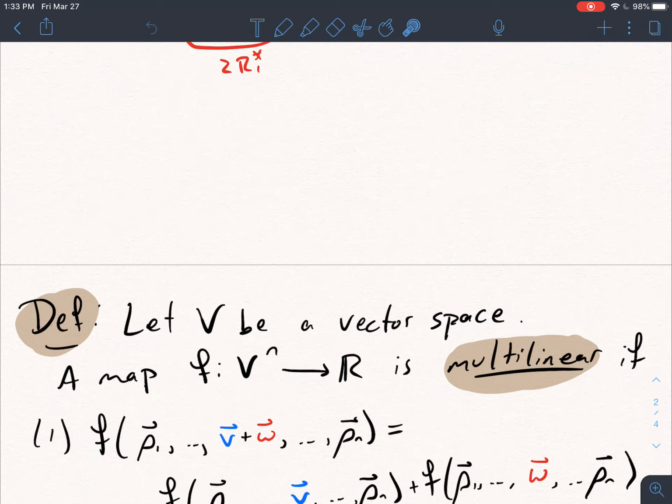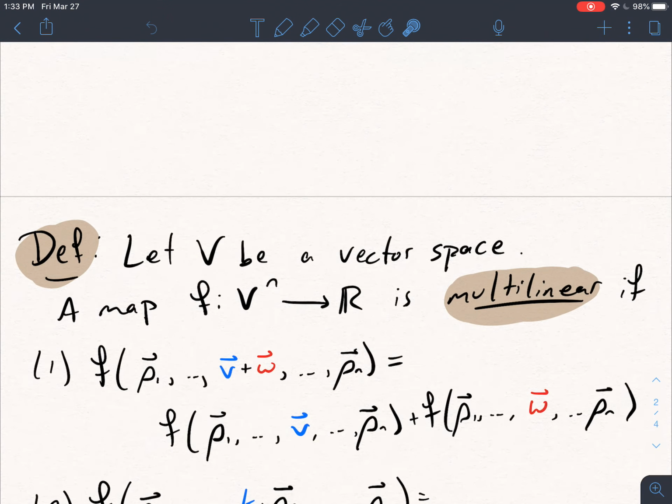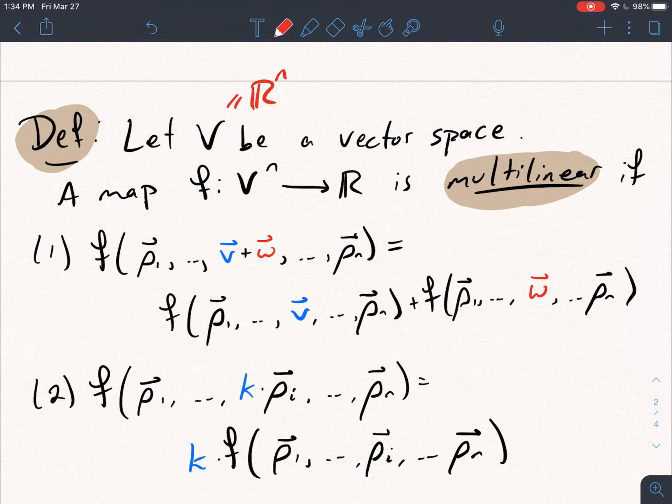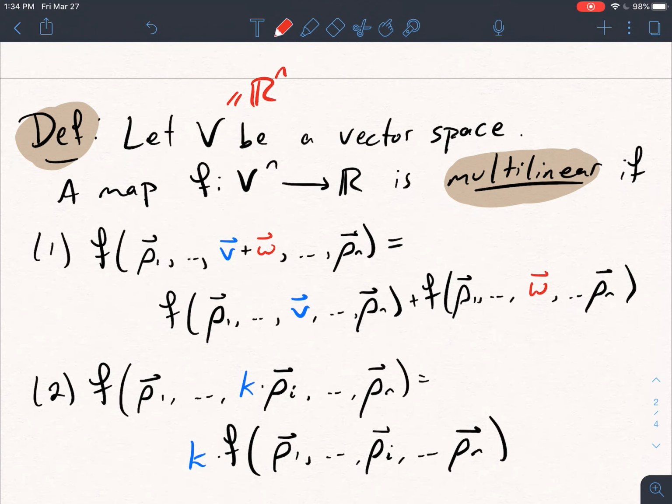Multilinearity. So a map is multilinear if the following holds. First thing, we're going to do it for arbitrary vector spaces, not just R. What you want to think of V as is R to the n. It's going to be the same n as here. And so we're going to take a map F from V to the n, which is R to the n to the n, which is effectively going to represent n by n matrices. More on that later.